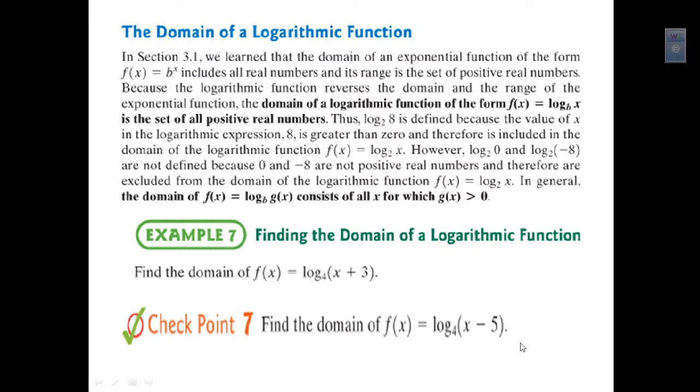Okay, you guys try this one real quick. You pause the video, try it, and then come back and I'll show you the answer in 3, 2.